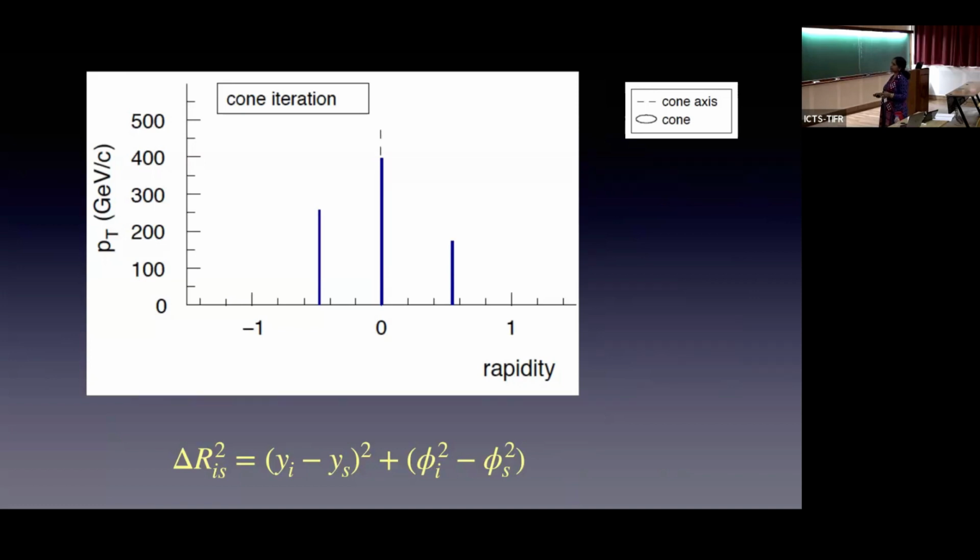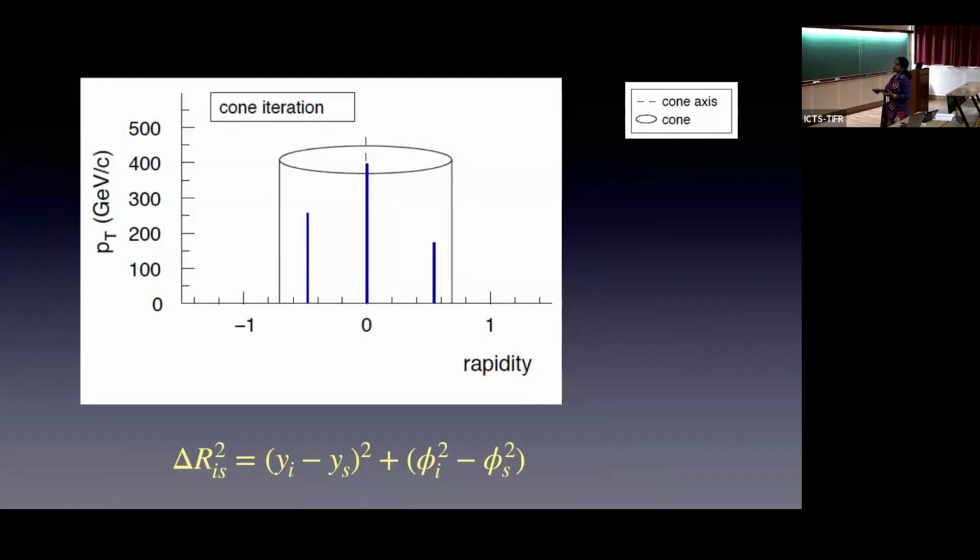Now depending upon your R, the radius of the cone, you define your cone. Inside this cone, because of the radius, you can have all these particles. Now we have to see whether it's a stable cone or not. So add up the momenta of all these three particles and see whether the combined momenta is equal to the seed momenta. If it is, then it's a stable cone and you assign it as the jet you have found.